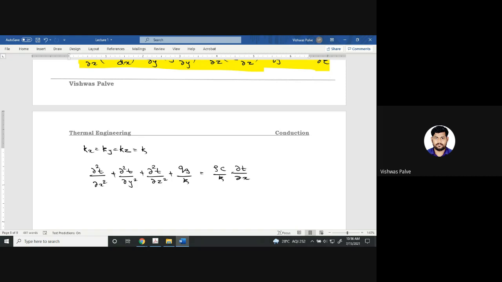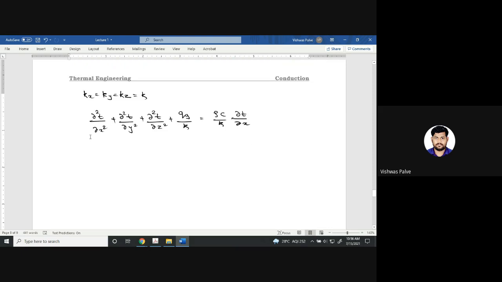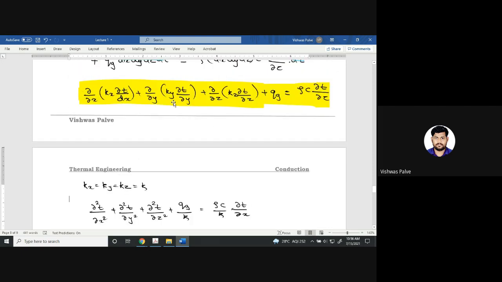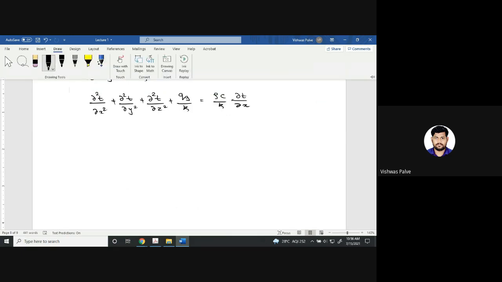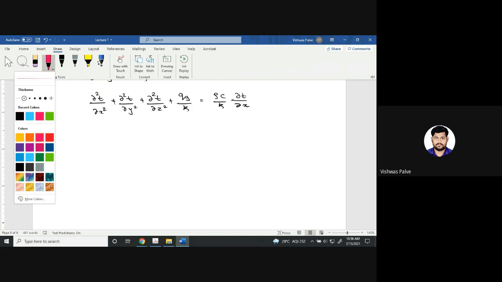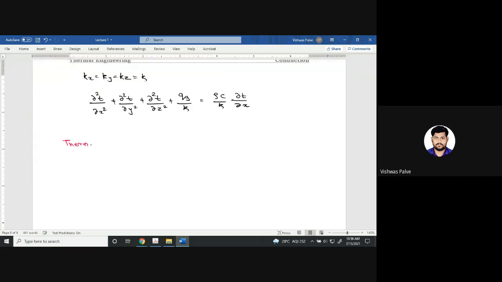Okay, so from this equation what they have done is taking kx, ky, kz as k, so it can be taken out from the equation and then dividing throughout by k, so qg by k and here rho c by k. Now there is another term called as thermal diffusivity. Now what exactly is the thermal diffusivity? It is an amount of heat diffused inside the body, right?